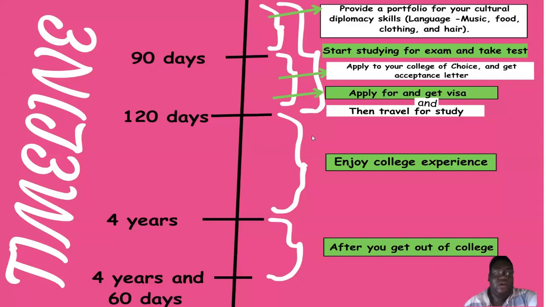This is the timeline for your study abroad application process. You first provide a portfolio for your diplomacy skills, done in between 90 to 120 days. You should start studying for the exam. Apply to your college of choice. Get the acceptance letter and apply for the visa and travel abroad. These are many things to do in just 30 days, so you must manage your time wisely. Then afterwards, you should enjoy your college experience, and after that experience, pursue your career.